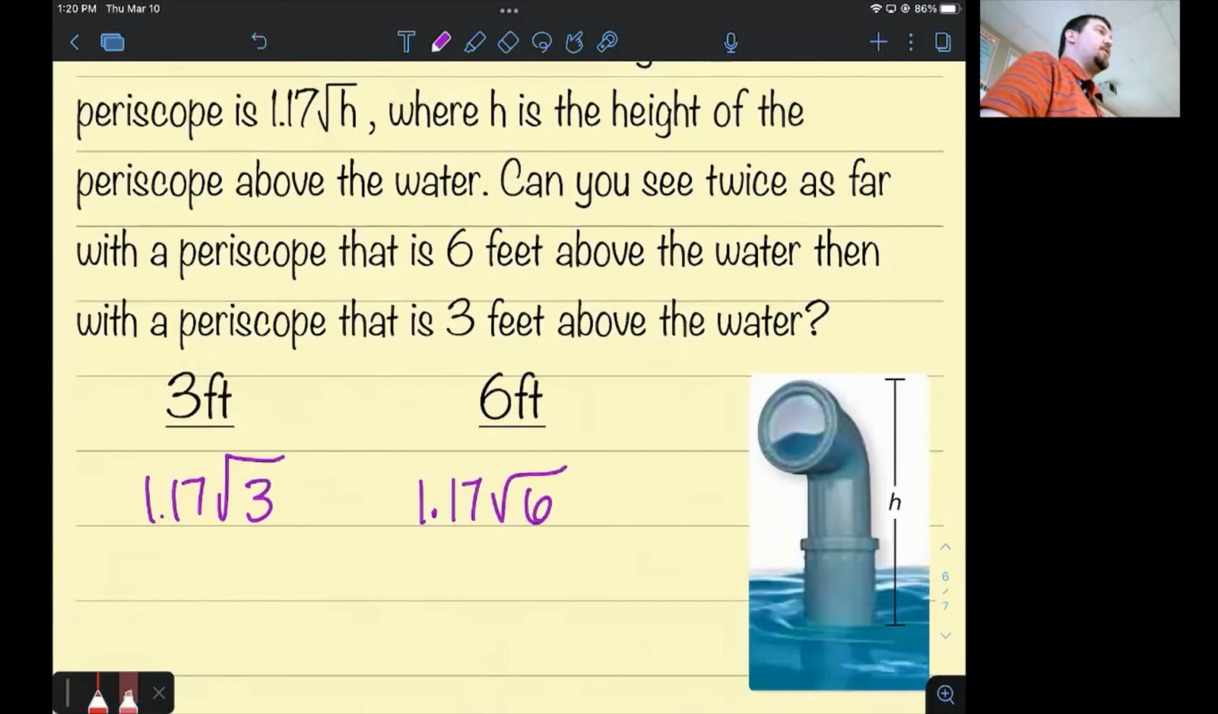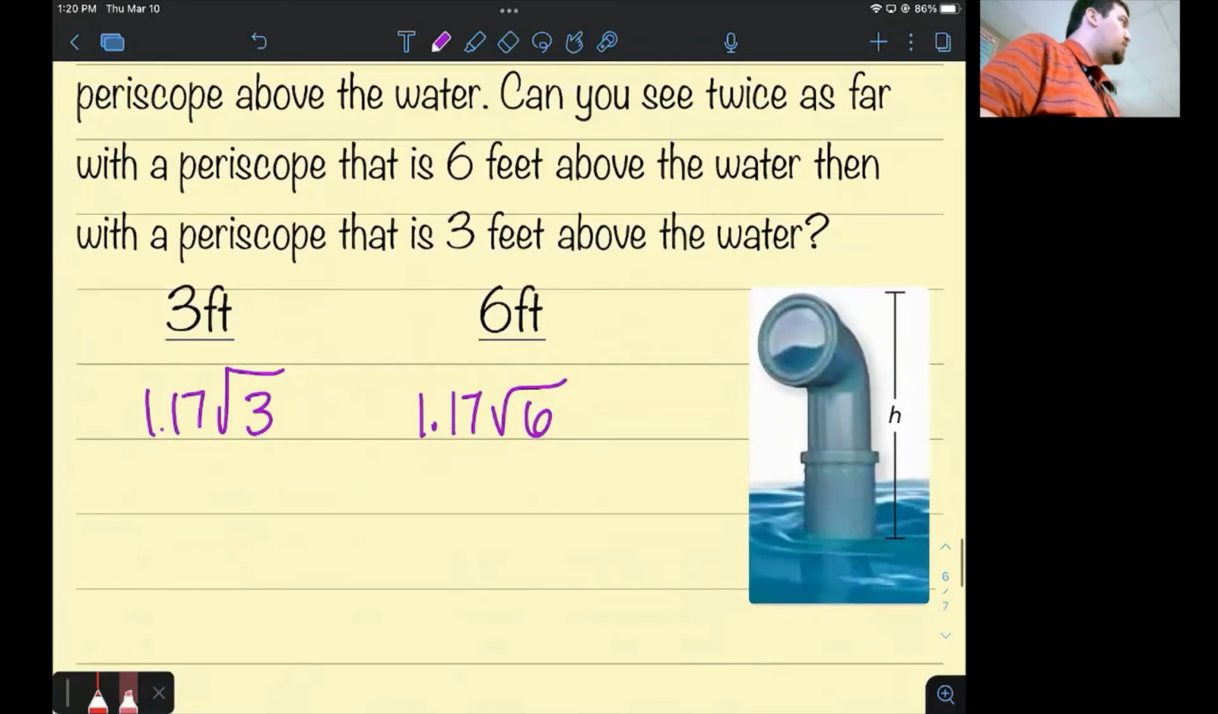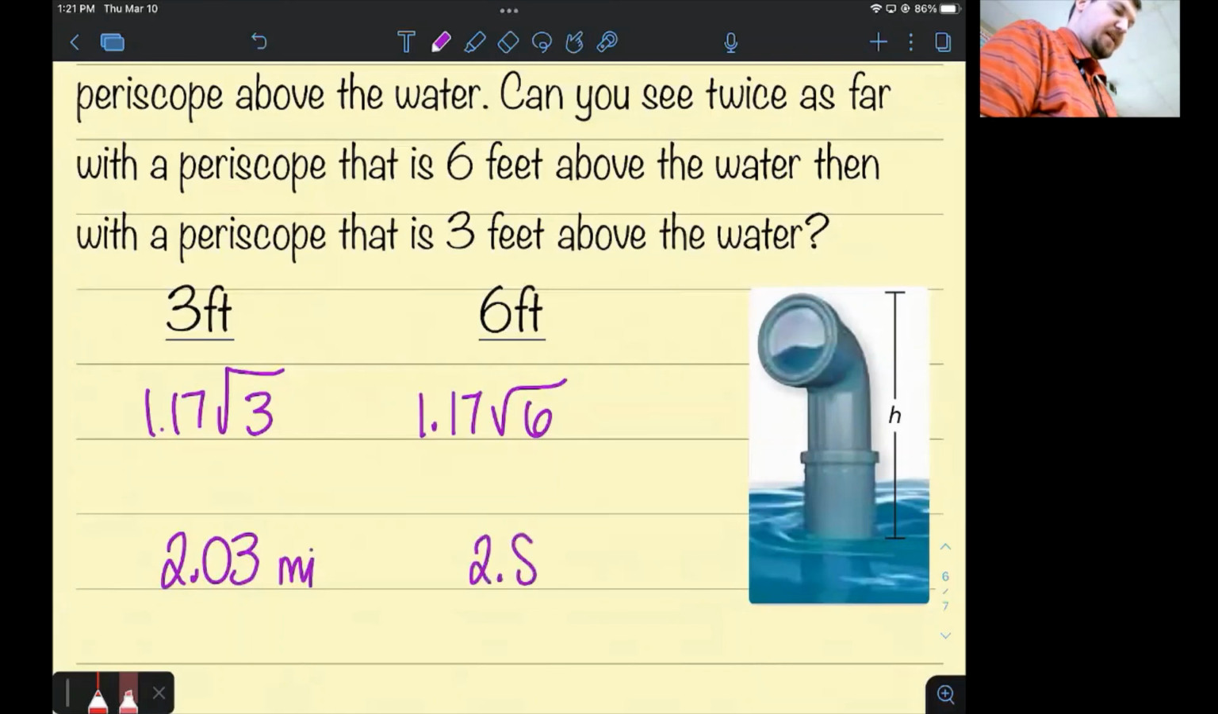Okay, you can use your calculators here. We're not going to do any approximations. Dawson, I want you to do 1.17 times square root 3, and give me 2 decimal places. Chloe, I want you to do 1.17 times square root 6 and also give me 2 decimal places. What do you get, Dawson? 2.03. So he can see 2.03 nautical miles with his periscope 3 feet above sea level. What'd you get, Chloe? 2.86 nautical miles. Is that twice as far? No.